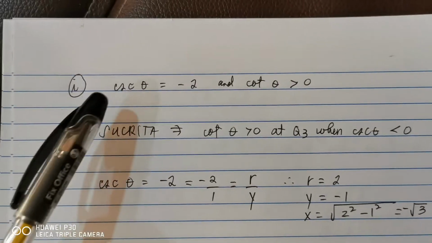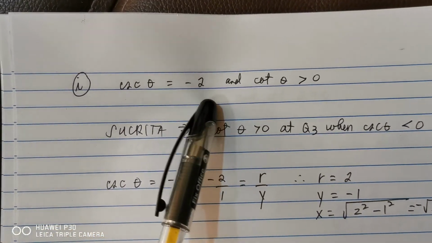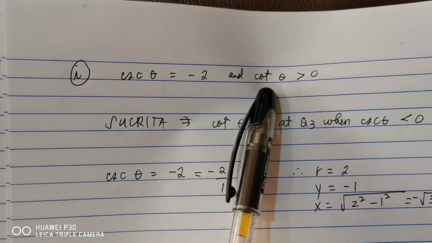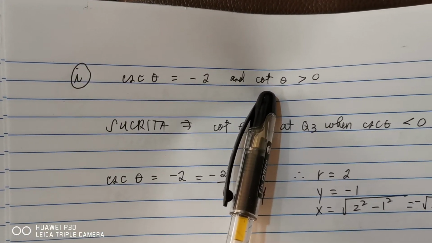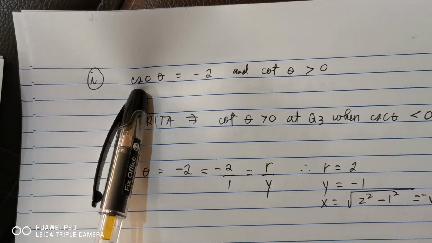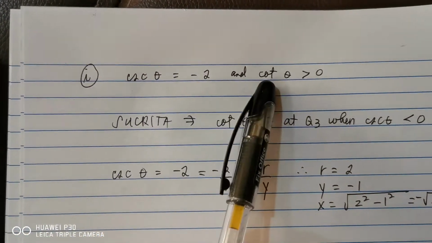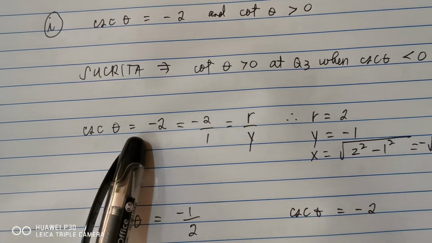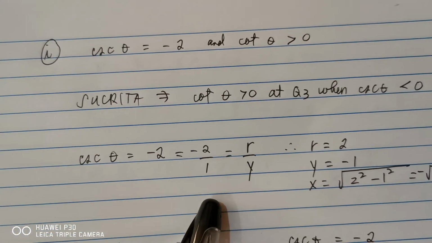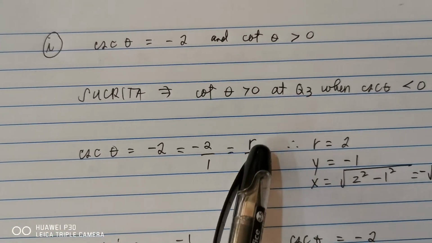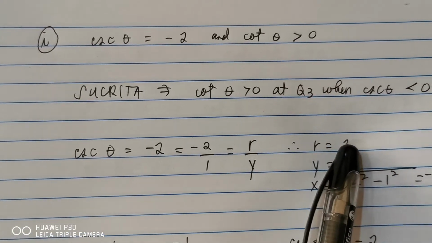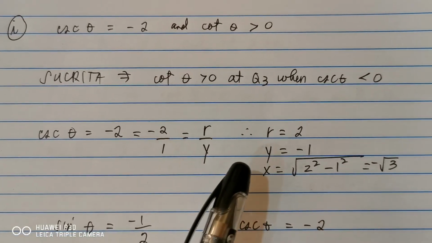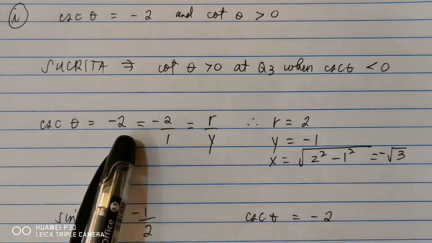Letter I gives us cosecant theta equals negative 2 and cotangent theta is positive. By sukrita again, cotangent theta or tangent theta is positive in quadrants 1 and 3 and cosecant theta is negative in quadrants 3 and 4. So the common quadrant is 3. Taking cosecant theta equals negative 2 is understood to be negative 2 over 1. And cosecant theta is defined as r over y, so that r is equal to 2. 2 is positive because r is always positive, and that y is negative 1, the negative.